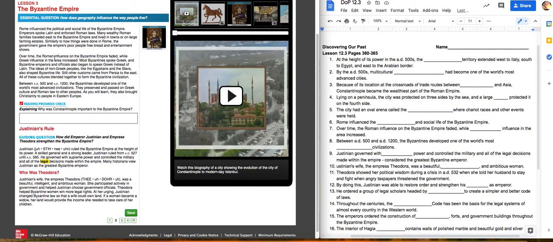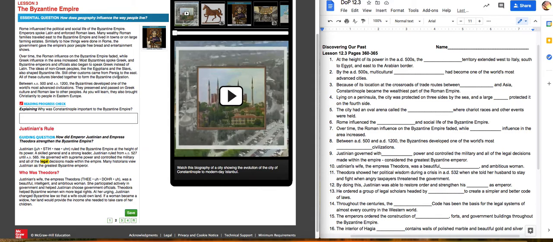Over time, the Roman influence on the Byzantine Empire faded, while Greek influence in the area increased. Number 7 in your notes. Most Byzantines spoke Greek, and Byzantine emperors and officials also began to speak Greek instead of Latin. The ideas of non-Greek peoples like the Egyptians and the Slavs also shaped Byzantine life. Still, other customs came from Persia to the east. All of these cultures blended together to form the Byzantine civilization.